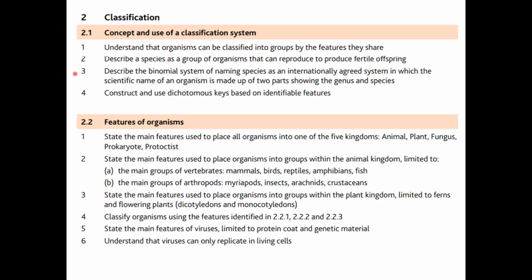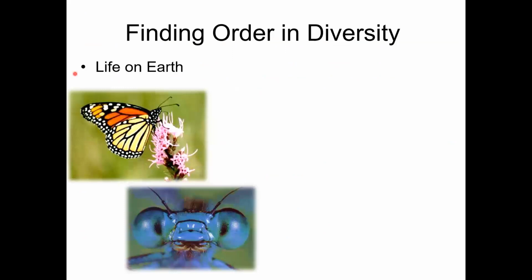Today we are going to cover classification, which is a very important topic. These are the content points in your syllabus which will be covered today. So there is a diversity in the living organisms. That's why there are too many diverse kinds of organisms on the earth. That is the main reason for the classification of the organisms into particular groups or areas, which we will be discussing in the upcoming slides.